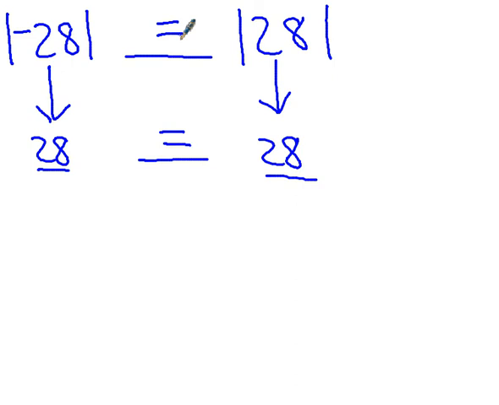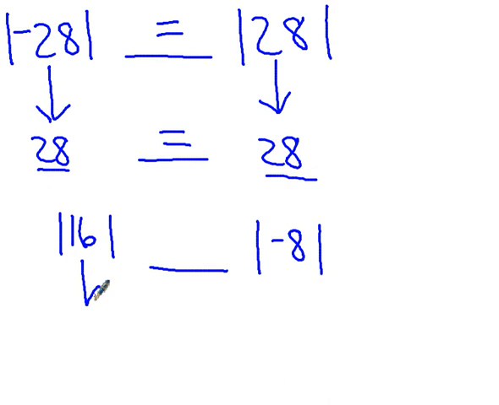We're trying to compare the absolute value of 16 to negative 8. Again, absolute value, the distance that number is from 0. Absolute value of 16 is a positive 16. Absolute value of negative 8 is 8. And we know 16 is greater than 8. Therefore, the absolute value of 16 is greater than the absolute value of negative 8.